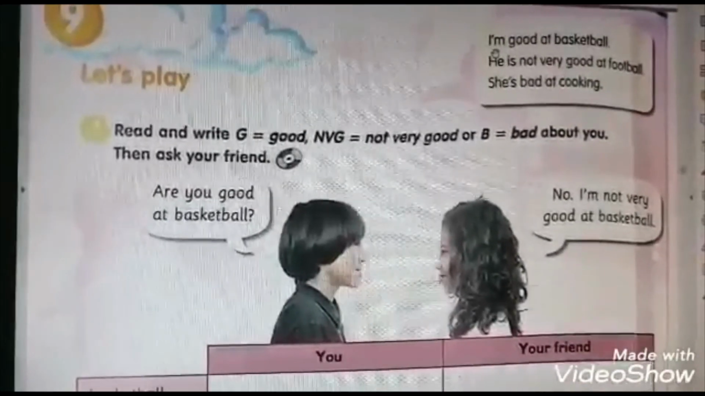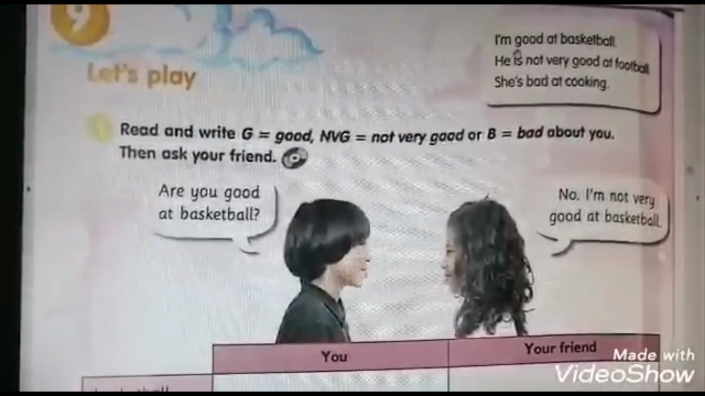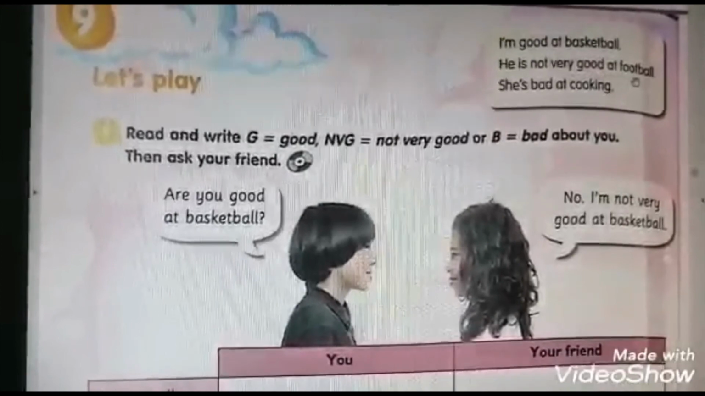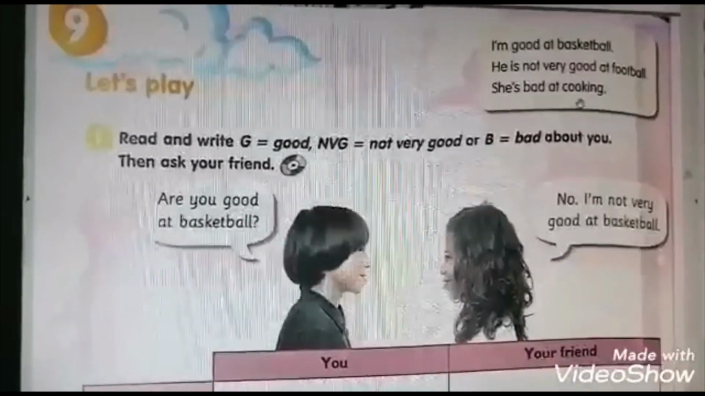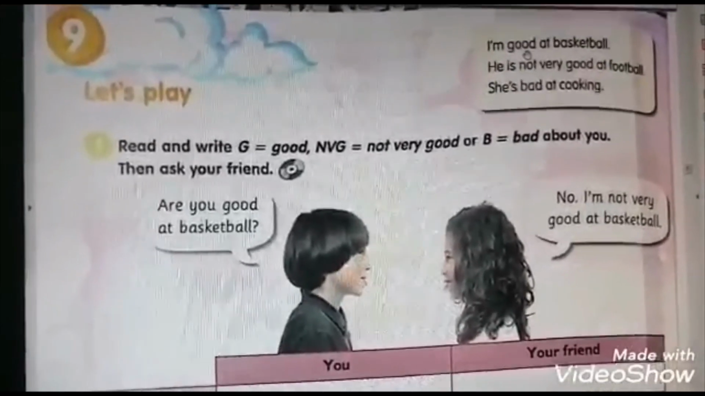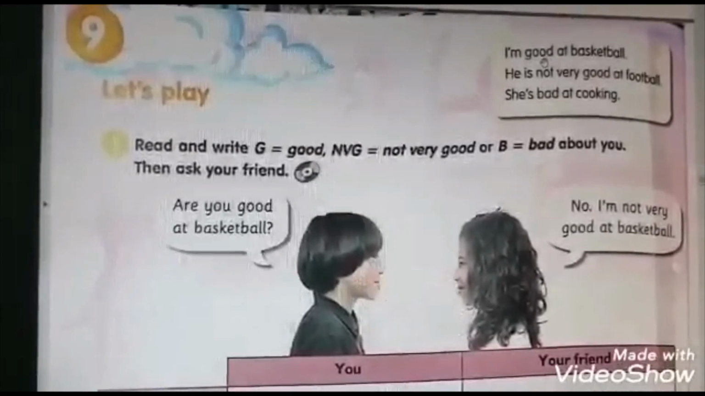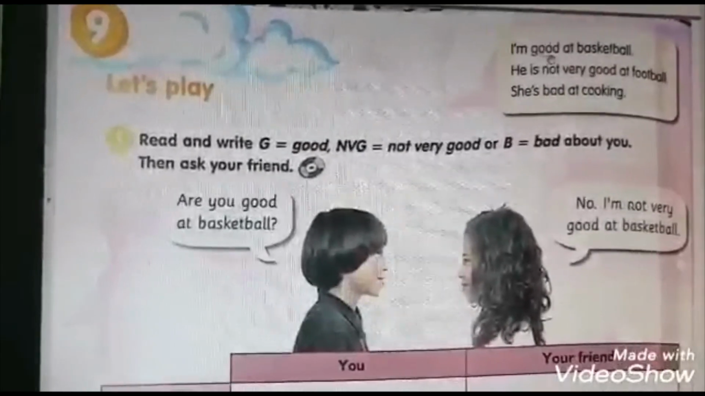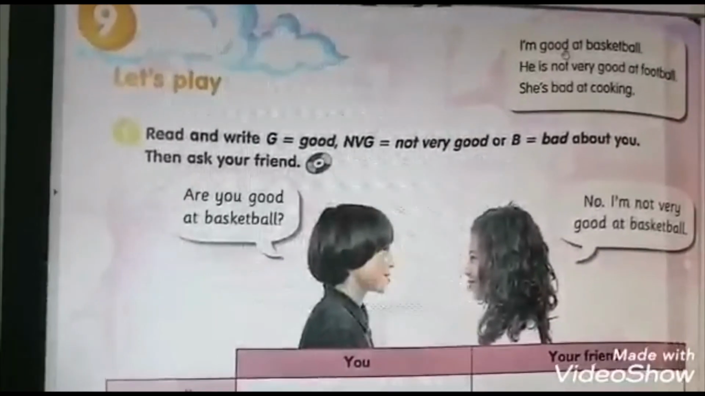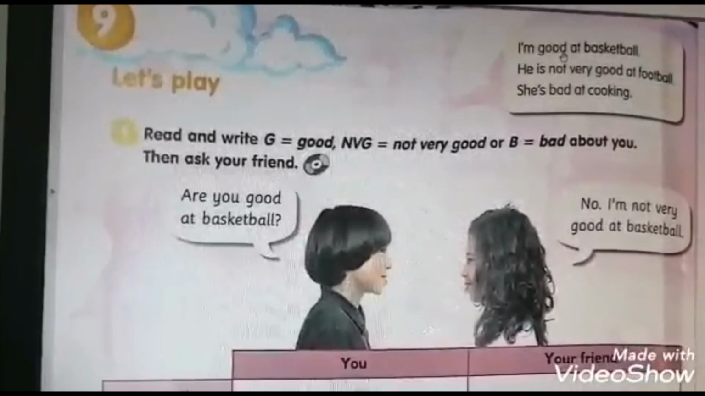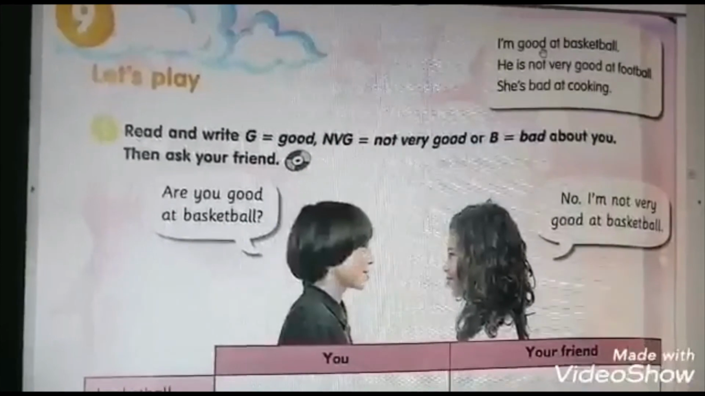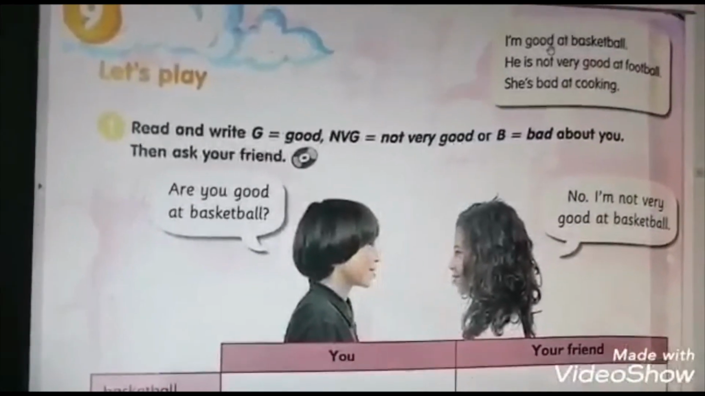Can you read? Repeat after me. I'm good at basketball. He's not very good at football. She's bad at cooking. So look at the expression. These are expressions when you want to say that someone is good at doing something. Good at means that it informs someone what you excel at and are comfortable doing. Like you can say, I'm good at drawing, I'm good at swimming, I'm good at sports.